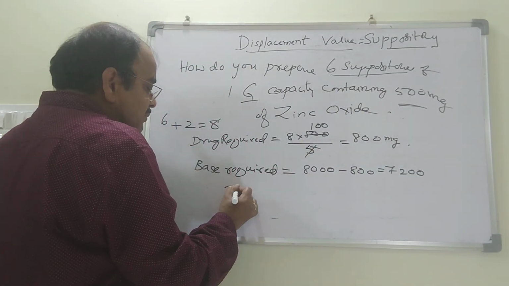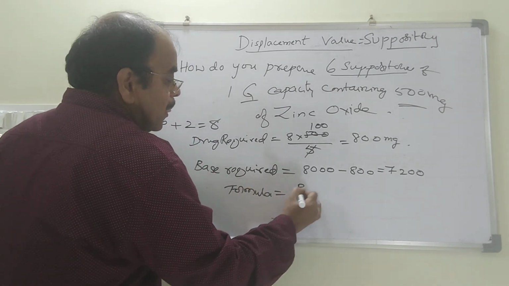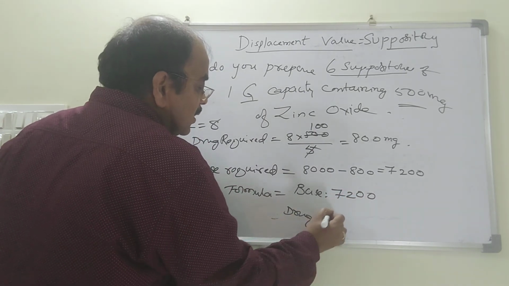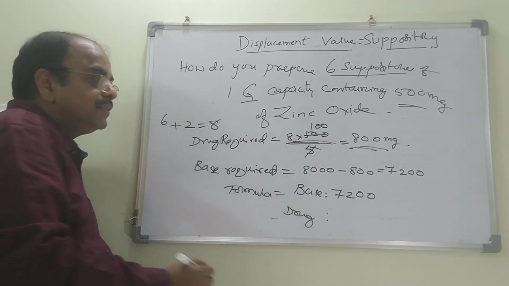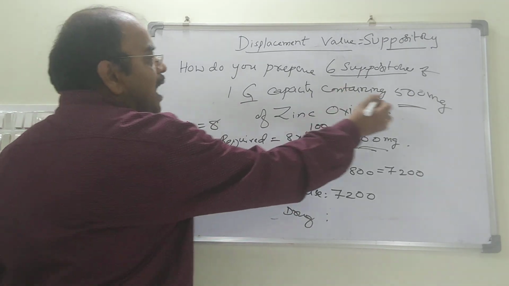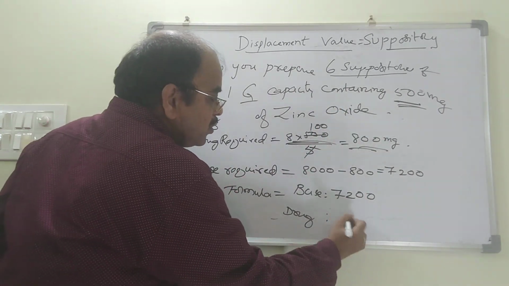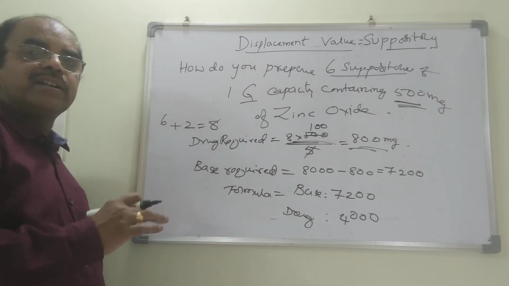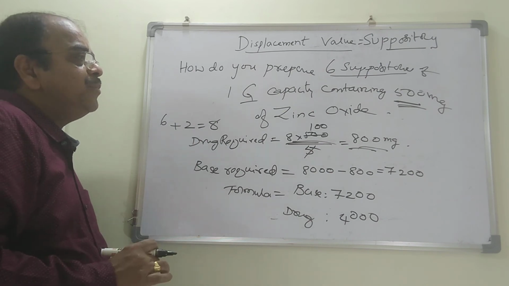Total formula. Base 7200, drug. How much? Is it 800 or 4000? We have to write 4000 only. 800 is for the displacement purpose. Here we have to write each suppository is having 500 mg. You have to prepare 8 suppositories. So 8 into 500, 4000. This is the final formula for the preparation of the suppositories using zinc oxide as the drug. Each suppository contains 500 mg of zinc oxide.